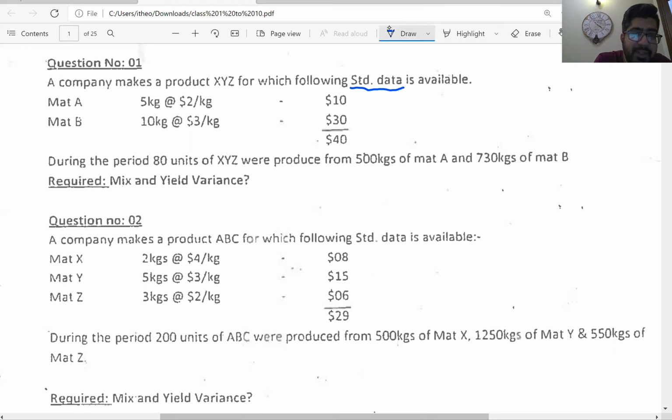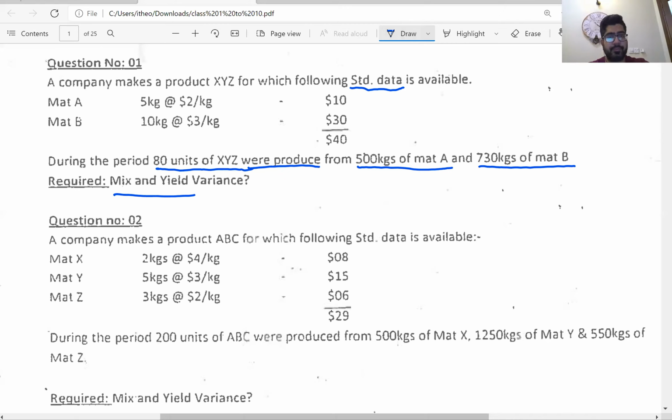Material A: 5 kgs at 2 per kg, 10. Material B: 10 kgs at 3 per kg, 30. Total cost is 40. During the period, 80 units of XYZ were produced from 500 kgs of material A and 730 kgs of material B. Requirement is mix and yield variance.